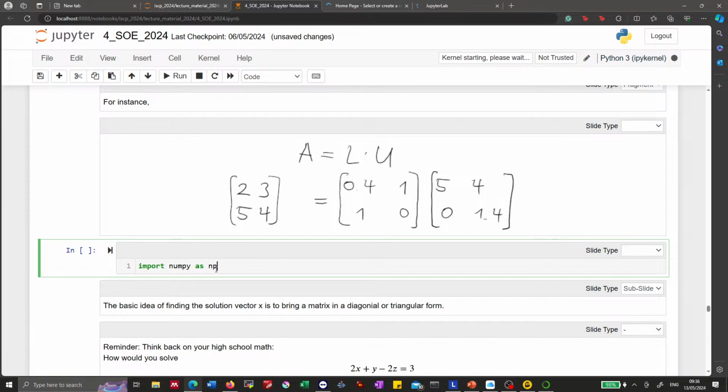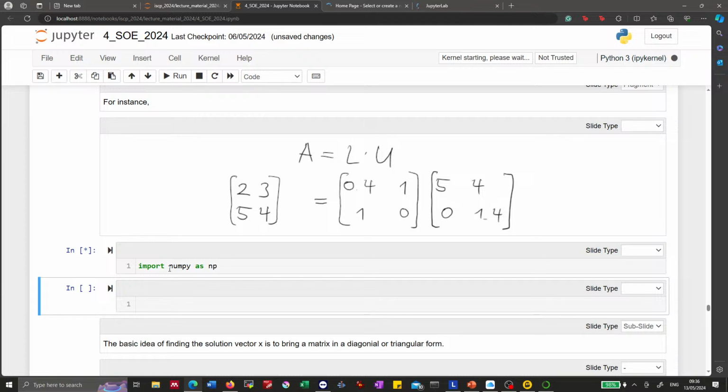It's numpy. Wait. So I need to import numpy, of course, and I need to define my matrix LU as numpy dot. What do I do? Matrix or array? I can use matrix, right? 0.4, 1, then 1 and 0, everything in a nested list.